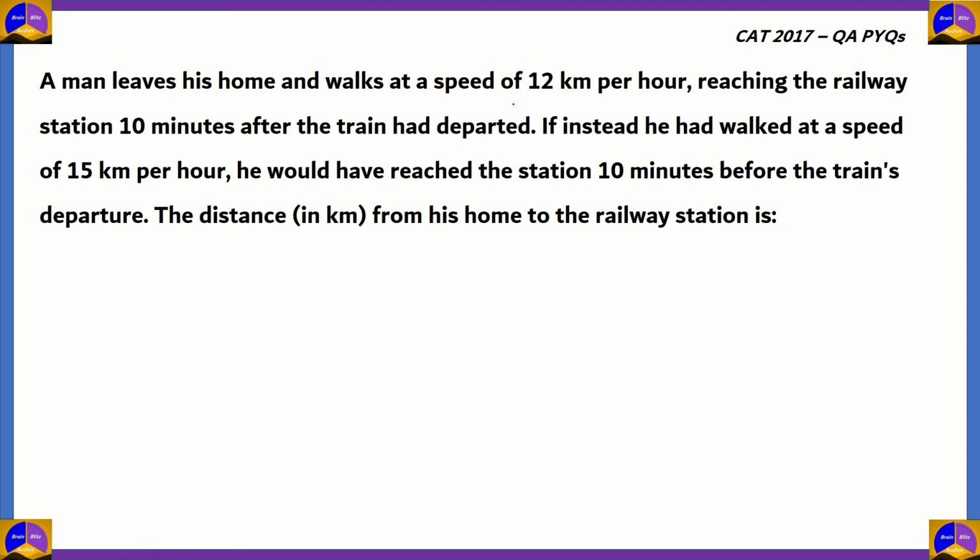So again, the idea is we're going to use time equals distance by speed. Get the time for both cases when he travels at 12 kilometers per hour and 15 kilometers per hour. And we put in variables s and t for the exact speed at which he needs to travel to reach the station on time and the exact time it takes. Once we do that, we get two equations, which when we solve, we can use to get the distance, which is 20 kilometers.